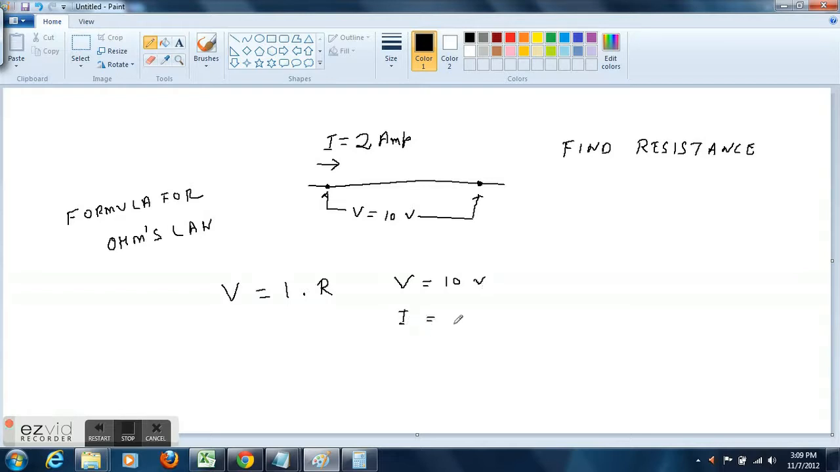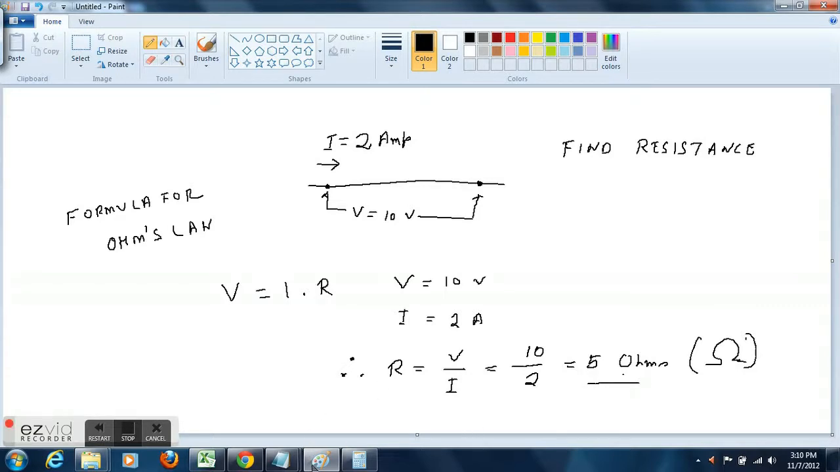Therefore R equal to V upon I. Now V is 10 volt, that is the potential difference, I is 2 ampere, therefore R equal to 10 upon 2, which is 5. Unit of resistance is ohms, or we can also write ohms with a single letter, that is Greek letter omega. So this letter omega is also used for ohms. If you are tired of writing ohms, you can use this symbol, which is called Greek letter omega.